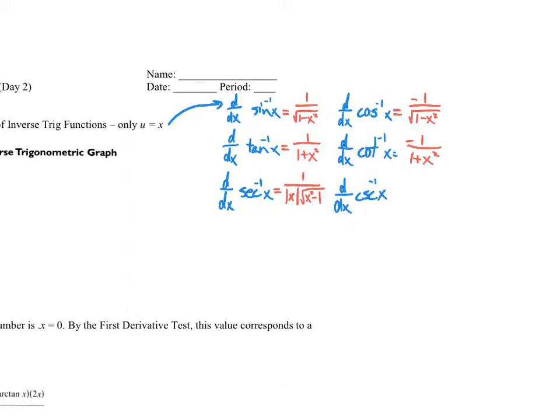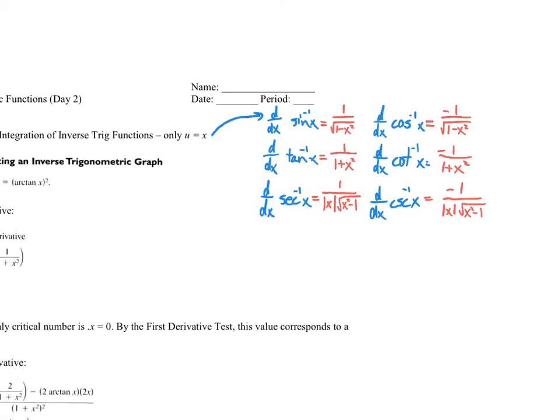Alright, so we have that. And then the arc cosecant would just be negative 1 over the absolute value of x times the radical of x squared minus 1. The secant and cosecant are a little easier to remember too. What's in the radical is the opposite of what was inside the radical for arc sine and arc cosine. Any of those little connections that you can make can be helpful. So if you remember one, it helps you remember which order the other one is in.